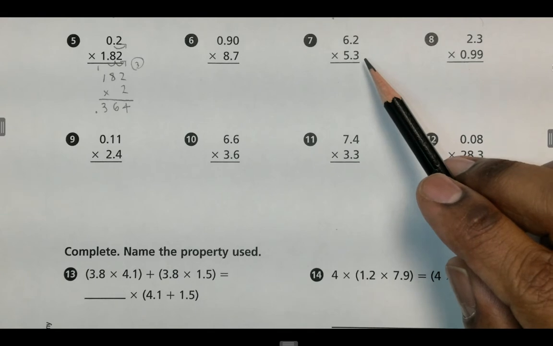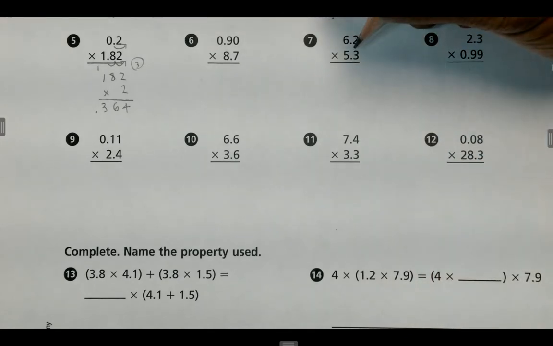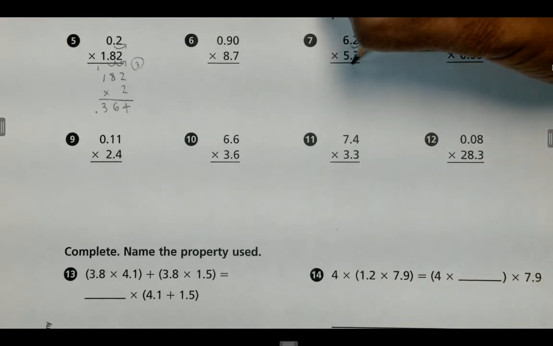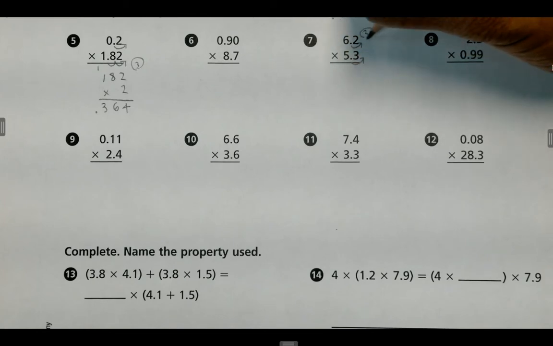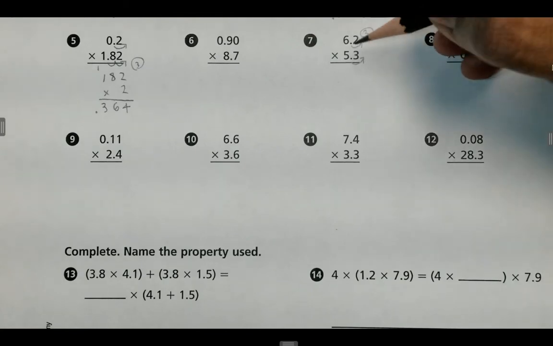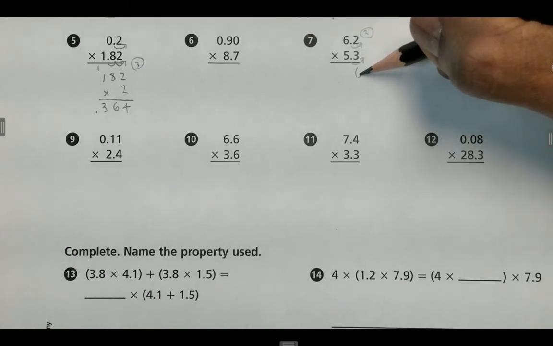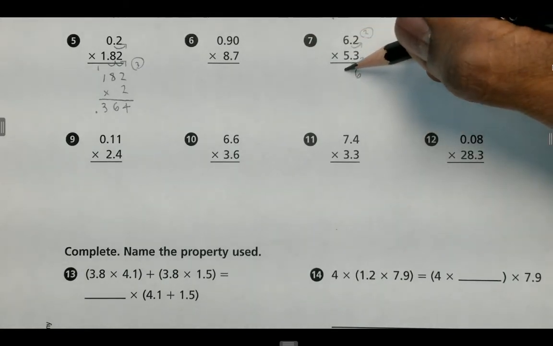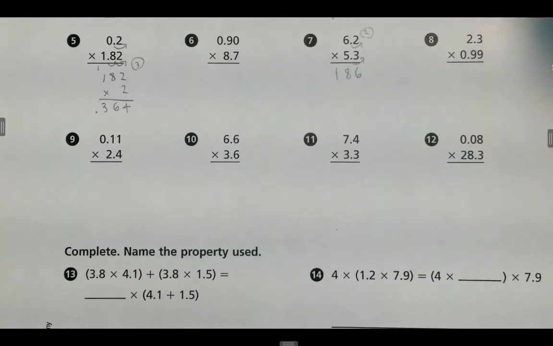6 2/10 multiplied by 5 3/10. Whoop, whoop. 2 pushes. We'll do the job. First row is 62 times 3. 3 times 2 is 6. 3 times 6 is 18.